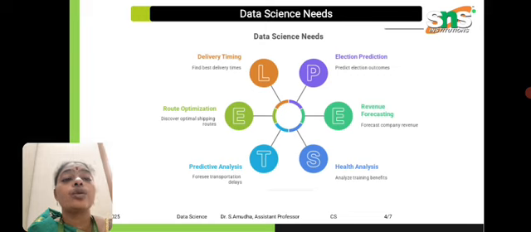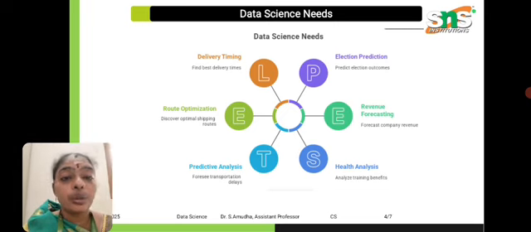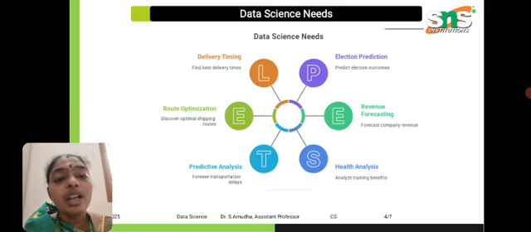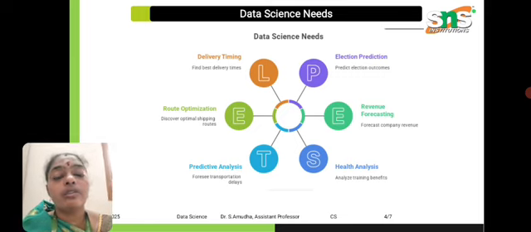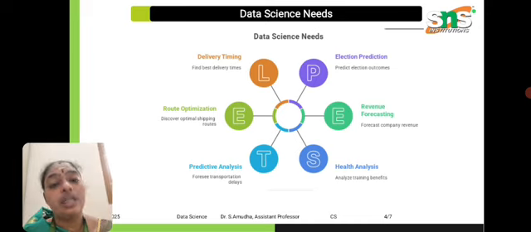And predictive analysis for transportation delays. Then route optimization discovers the optimal shipping routes, predicting the best path. It also identifies delivery timing, from your source to destination, where we have to predict the estimated time. A simple example is applications like Ola or Uber. Once you place a booking, they automatically deduce the total travel time by analyzing the traffic.